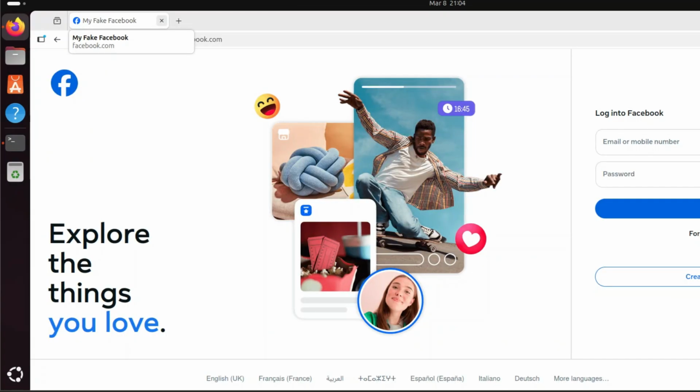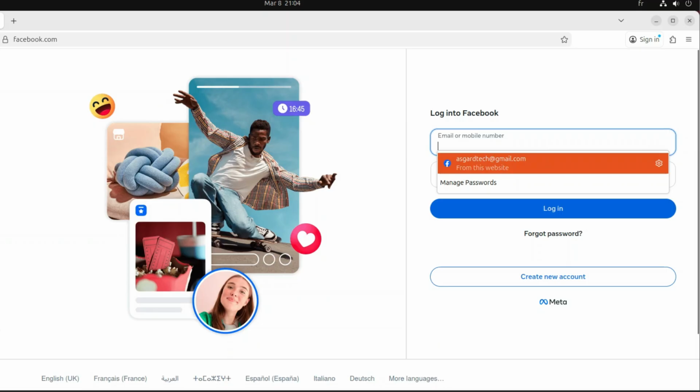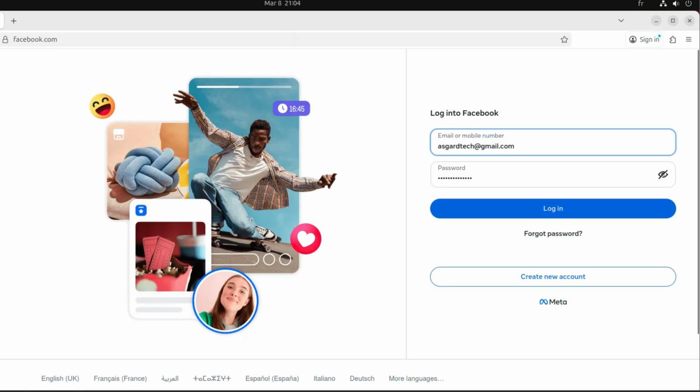Now, something interesting happens. When I try to enter my credentials, the browser even suggests my saved passwords because it believes this is the legitimate Facebook website. From the browser's perspective, the domain name matches, so it assumes this is the same site where those credentials were originally saved. And this reveals the most important lesson in the HTTPS trust model.